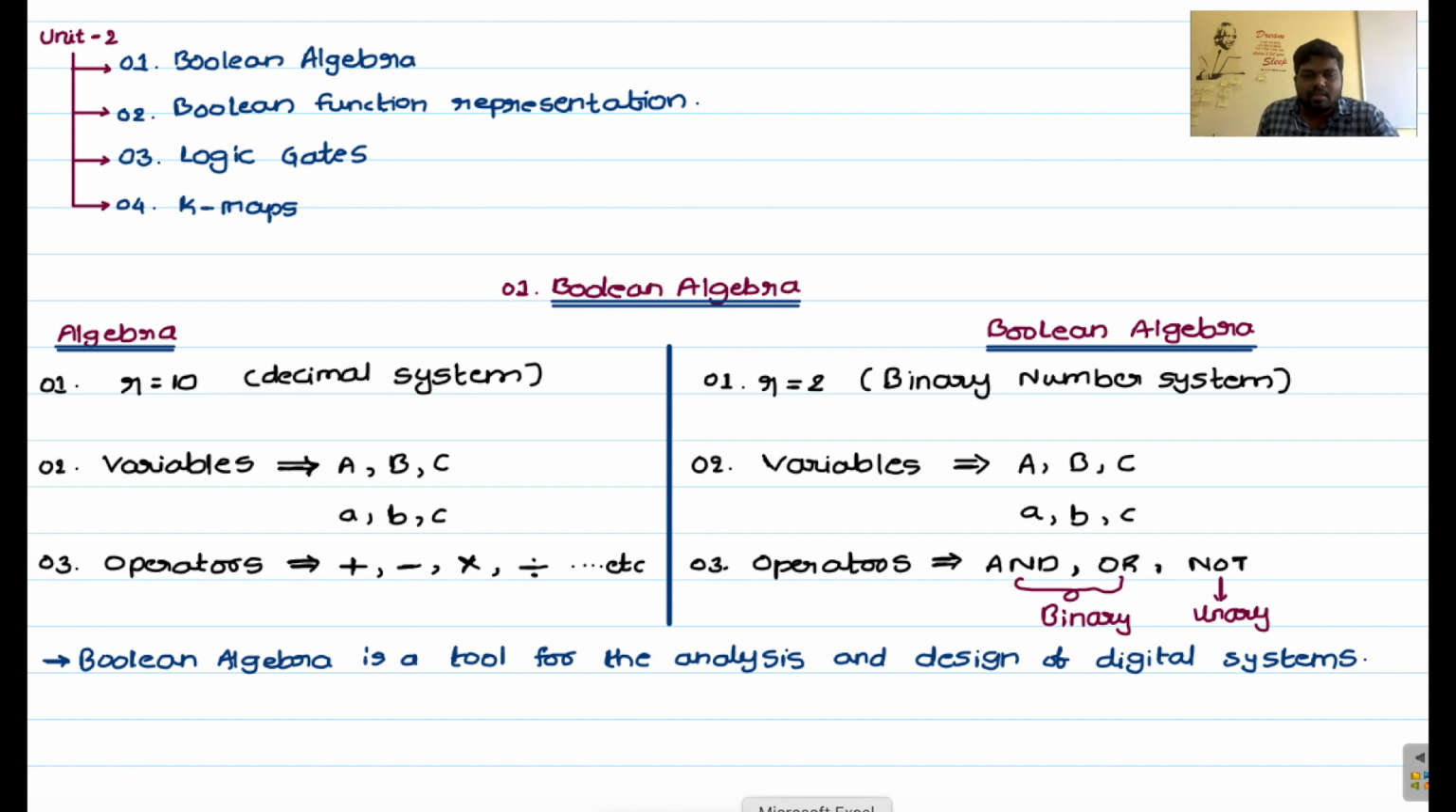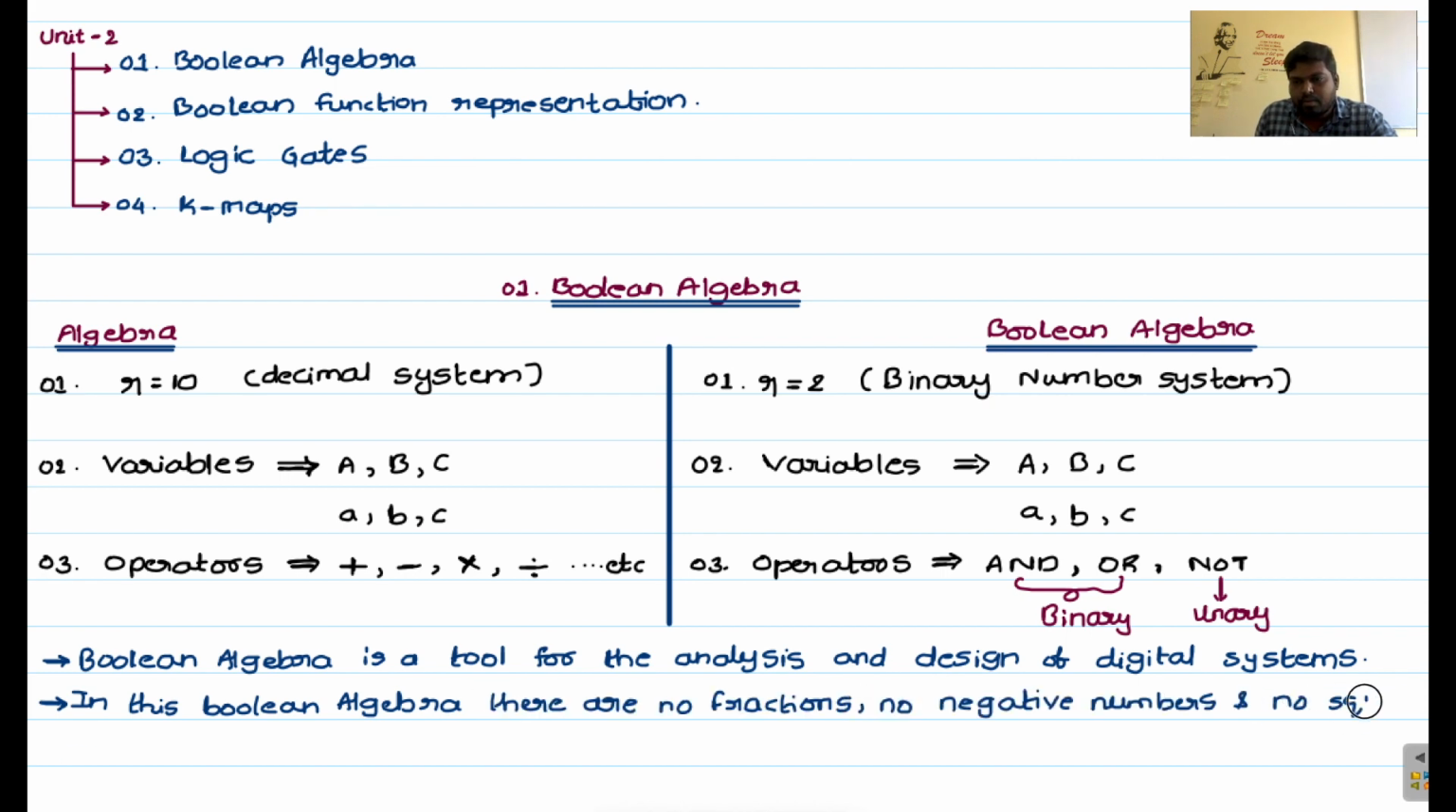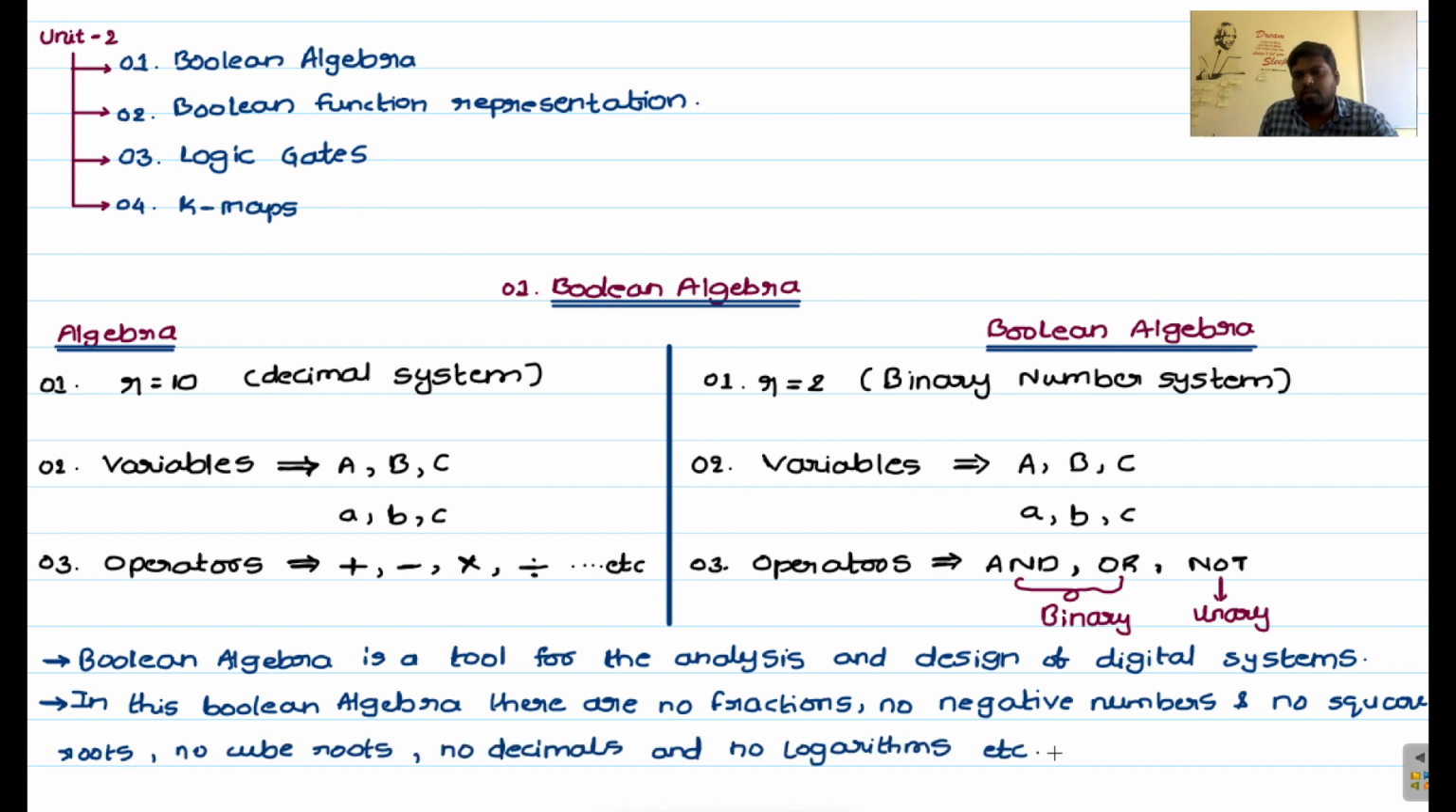And the next one: in Boolean algebra there are no fractions, no negative numbers, no square roots, no cube roots, no decimals, and no logarithms, etc. So we have only the three basic operations. Those are the AND operation, OR operation, and NOT operation. These are the basic operations involved in Boolean algebra, right? So this is about Boolean algebra.